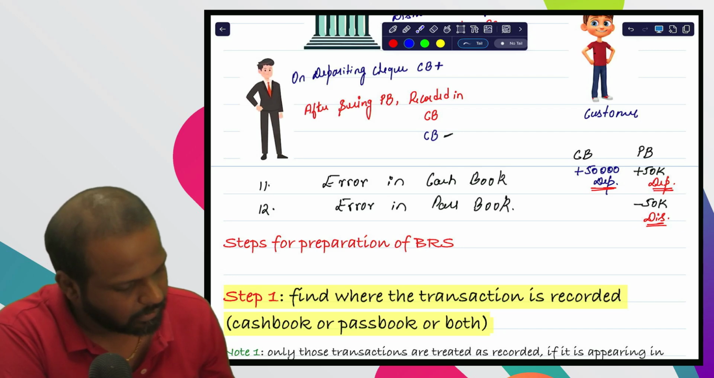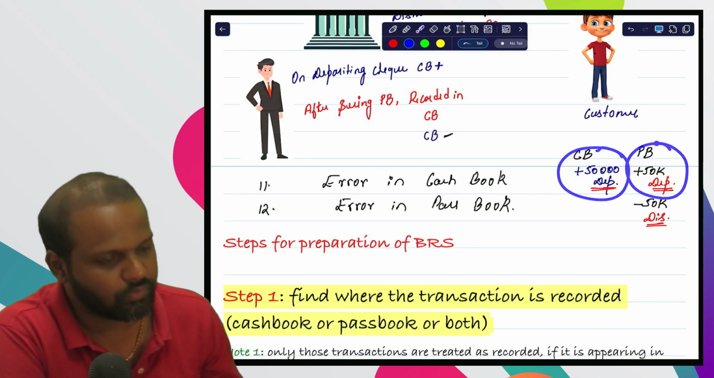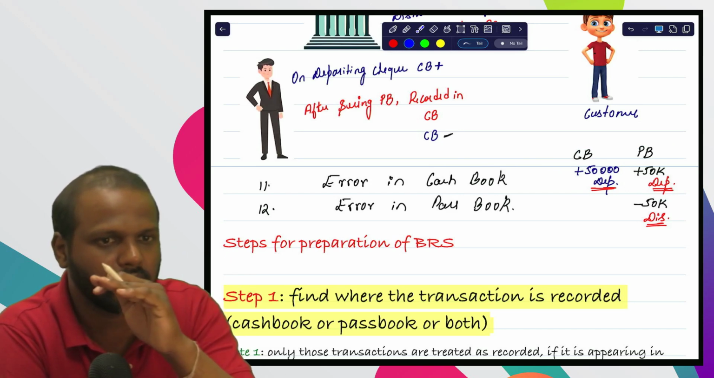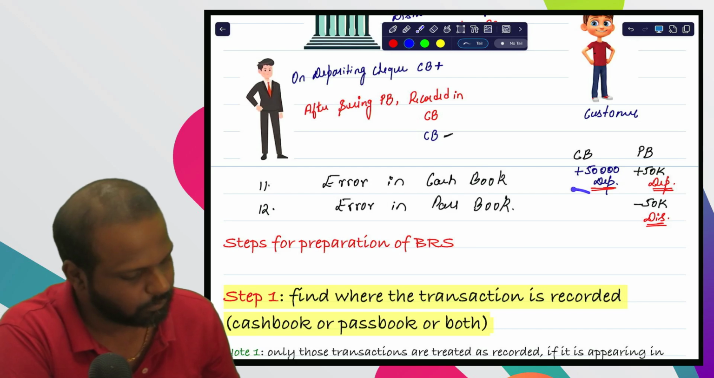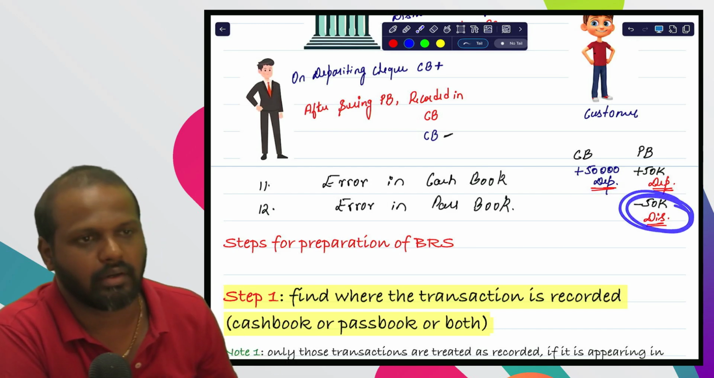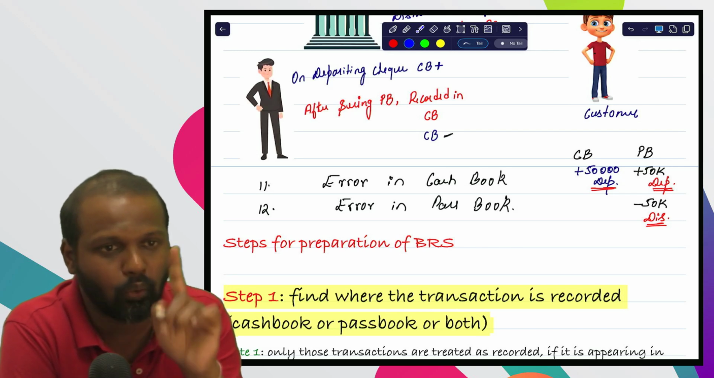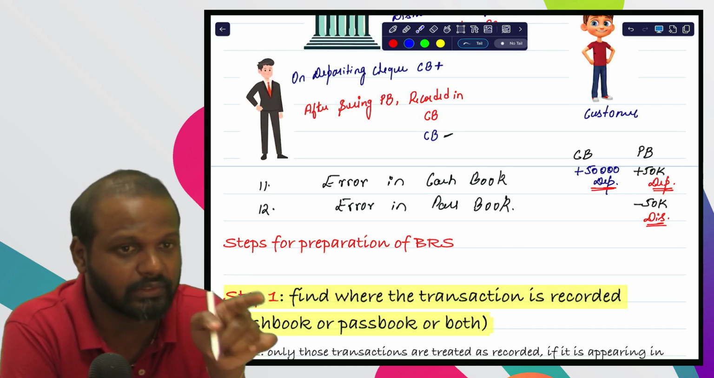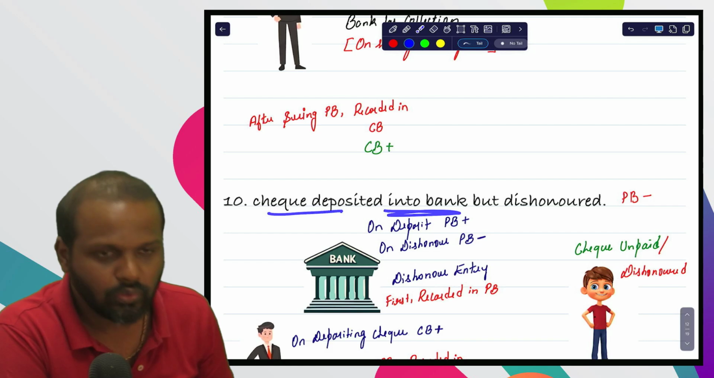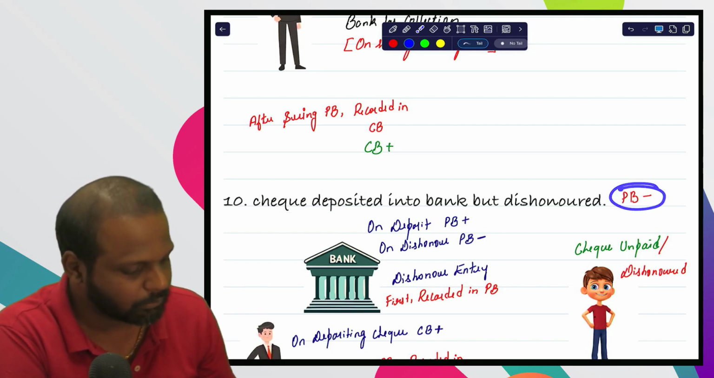Now understand, the cash book has done the entry for depositing the check, and the passbook has also done the entry for depositing the check, so no problem in depositing. Plus 50, cash book and passbook entries will tally. We have a problem only for dishonor. Who has done the entry for dishonor? Bank. Minus 50,000 is for dishonor. So the check is deposited into the bank, but it has got dishonored. So who will do the dishonor entry? Bank. In the passbook they'll do minus.